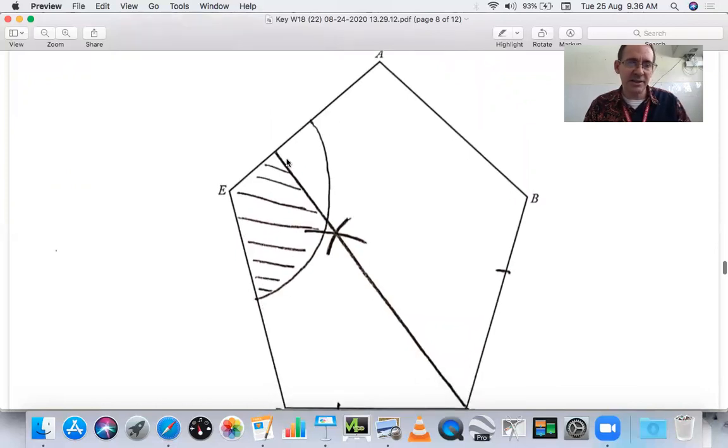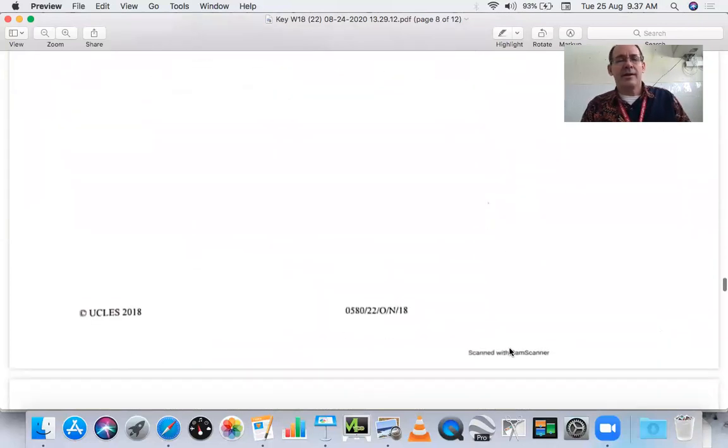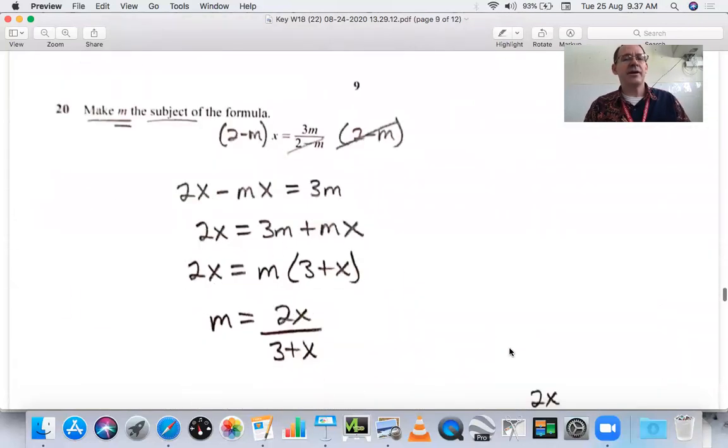It said less than 3 centimeters from E. So it's going to be inside the circle, and at the same time, it has to be closer to DC, which means to the left of this dividing line here. So that's only this part right here. Do not shade this part of the circle, and do not shade this part out here. It's only this part in here that should be shaded for that. And that's constructions. Then moving on here to question number 20.